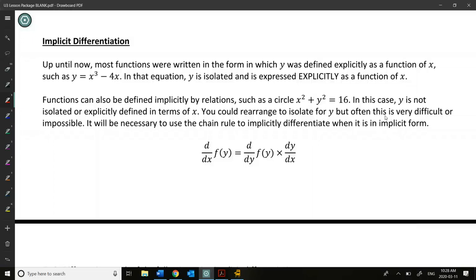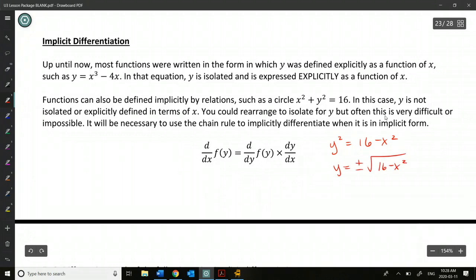Now, there are some functions that are called implicit functions, which could be very difficult to isolate in terms of y, or could potentially be almost impossible to isolate in terms of y. So something like a circle, x squared plus y squared equals 16, you actually can't isolate this in terms of one single function. When we isolate y, we get the positive and negative square root of 16 minus x squared to get both sides of our circle. This is actually two different functions.